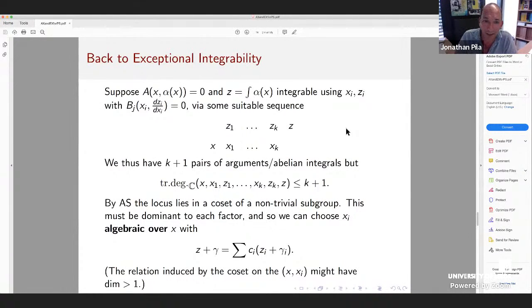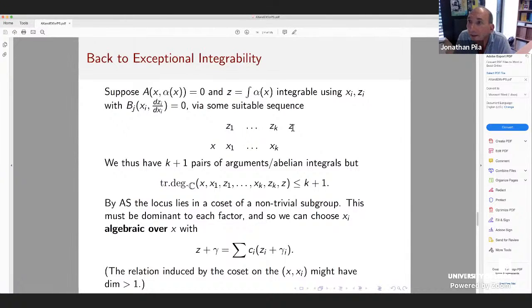But what is the total transcendence degree of all these functions? Well, you get x, that's 1. And then for each pair, xi, zi, one of them is algebraic over the previous stuff. So you get at most one more for each i. So you get k plus 1, and then z is algebraic over all those functions. So you only get k plus 1. And in other words, exceptional integrability implies that you are in the exceptional case of an Ax-Schanuel statement. And this means that your locus of x's and z's.